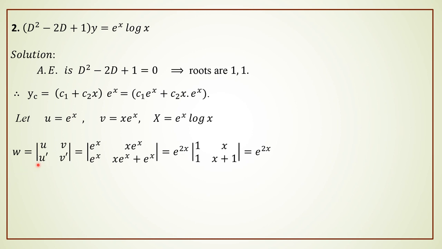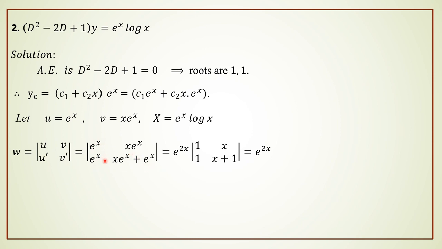Wronskian of u and v is equal to the determinant of u, v and u dash, v dash, which is equal to: u over here is e power x and v is x into e power x. In the next row, derivative of e power x, that is e power x, and differentiation of x into e power x, I have to apply the product rule over here. So it is x into differentiation of e power x, that is e power x, plus e power x into derivative of x. Differentiation of x is 1.